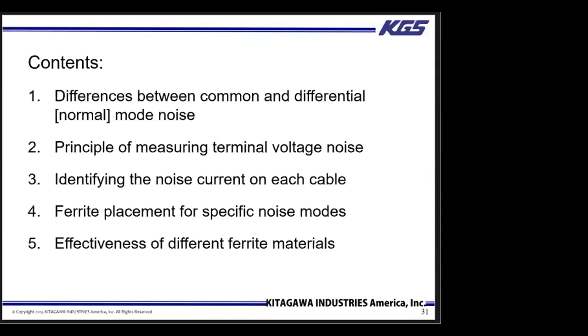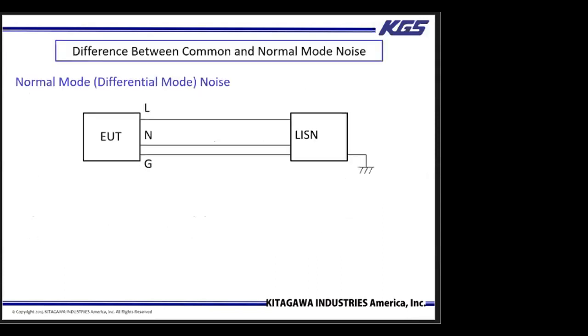I will be applying this information to the best applications of the ferrite core by utilizing the concepts we have obtained. So in order to control the noise, we need to know which noise mode exists on the cable, either common mode or differential mode. So in terms of the transmitted noise from the power line, normal mode noise is generated at the EUT and is transmitted through the live line to the LISN, and then it returns to the EUT through the neutral line.